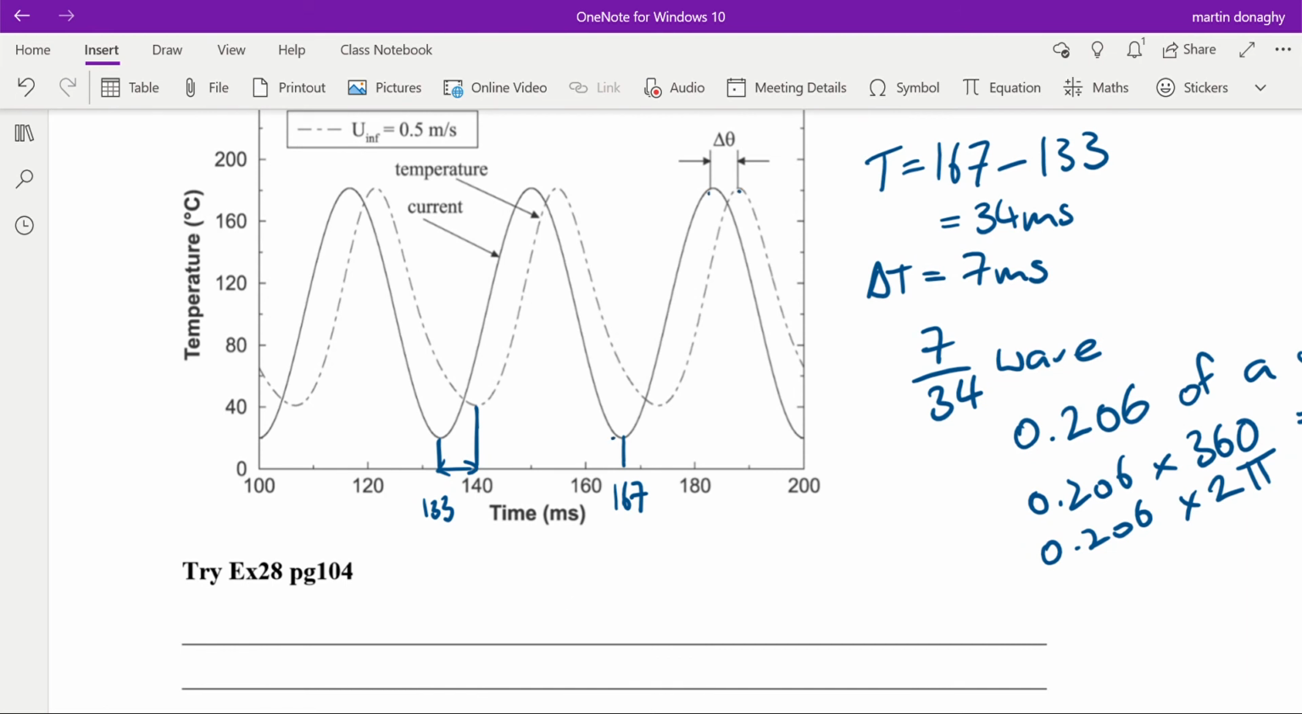Okay, you will find you might get different answers, particularly if you go peak to peak compared to trough to trough. That actually varies a little bit along here. Don't worry too much about it. I think that exercise is from the old booklet or old book.